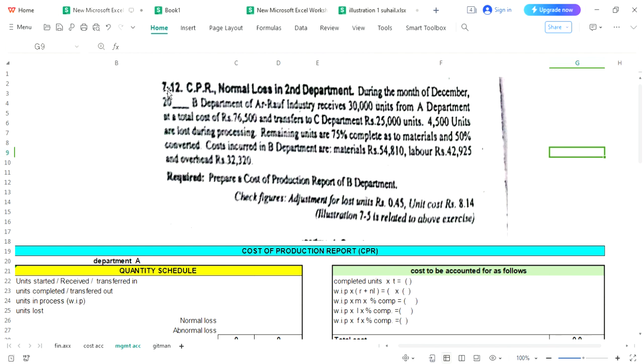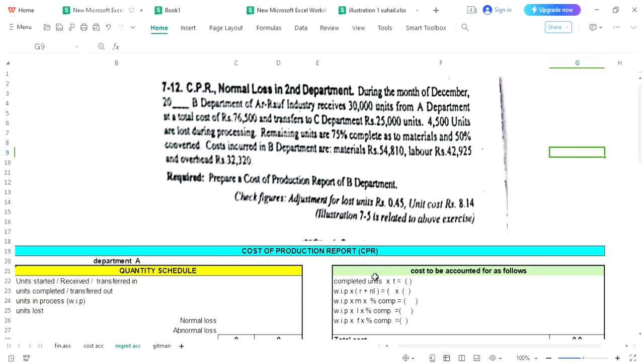Basically, questions 7.7 to 7.11 are all just similar. There is no change. It would not be difficult for you to solve these questions, but surely we are going to solve each and every question in our lectures, maybe here or maybe in the classroom.